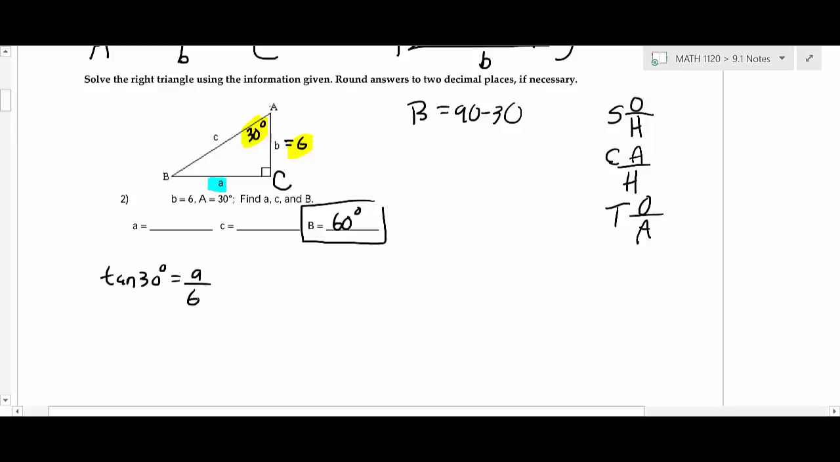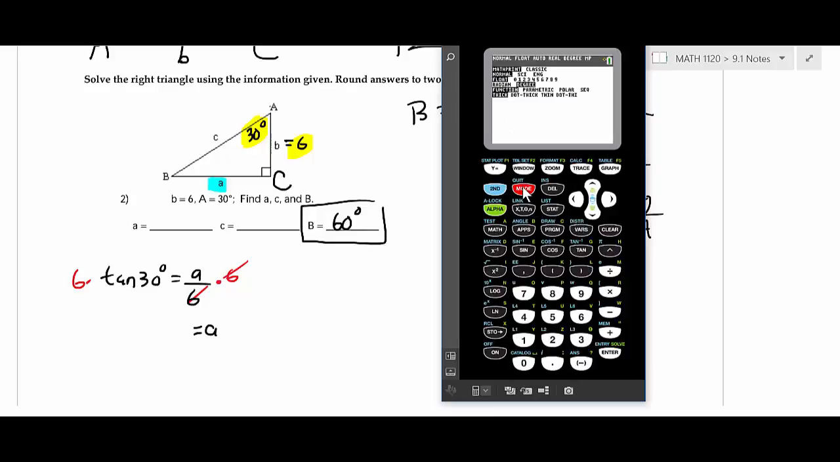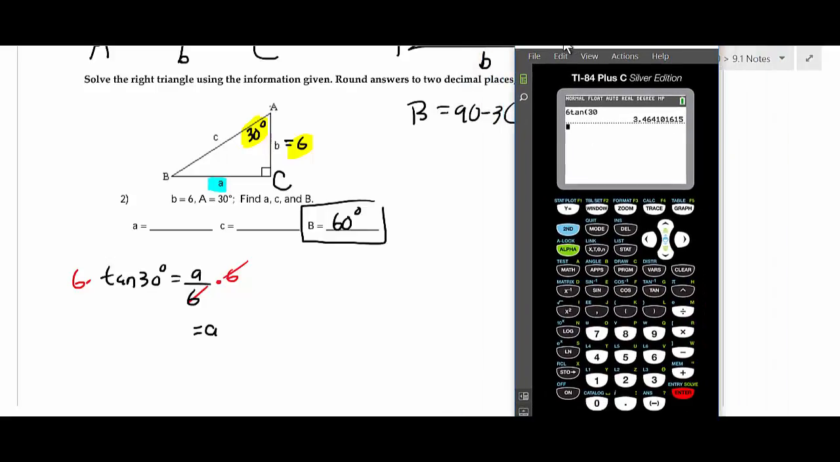You can solve that equation. You're going to have to use your calculator on this too. In this section, we're going away from the unit circle now. We're just going back to calculator stuff. So I'm going to multiply both sides by 6 to get that to go away. I'll end up having a is equal to 6 times the tangent of 30. I'm going to make sure I'm in degree mode when I do this. That's important. Then I just do 6 times tangent of 30 degrees, and I'll round this off to whatever the problem says. I think it says 2 decimal places. So a is going to be about 3.46.